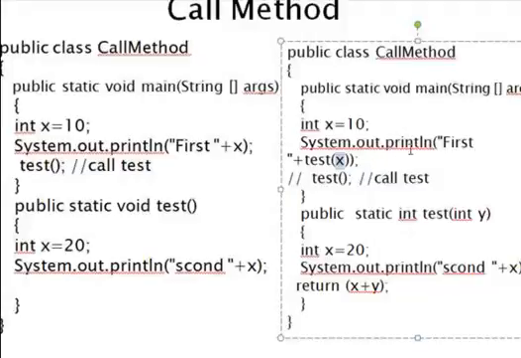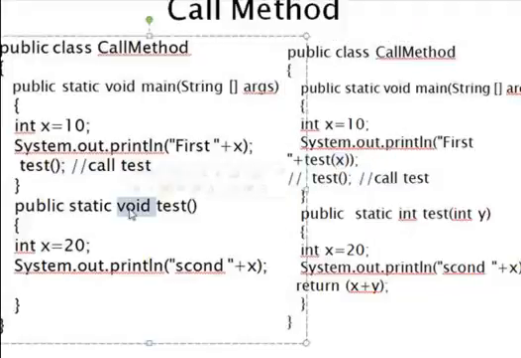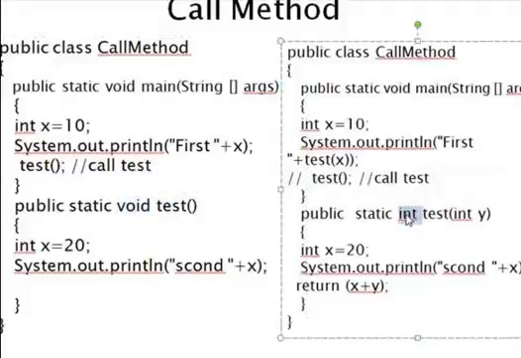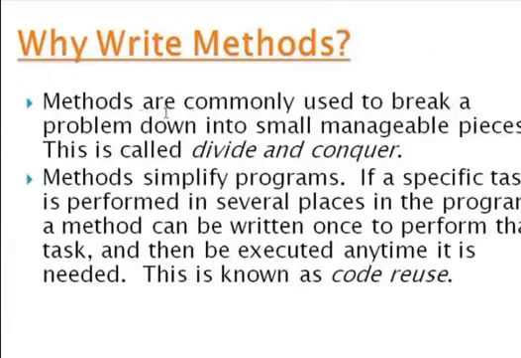So we have calling method and we have void method. Void method is one type, as opposed to a method that returns an integer, double, string, or whatever. This is another type of method. As I mentioned, methods are commonly used to break a big program down into small manageable pieces, like the example that I showed to you.